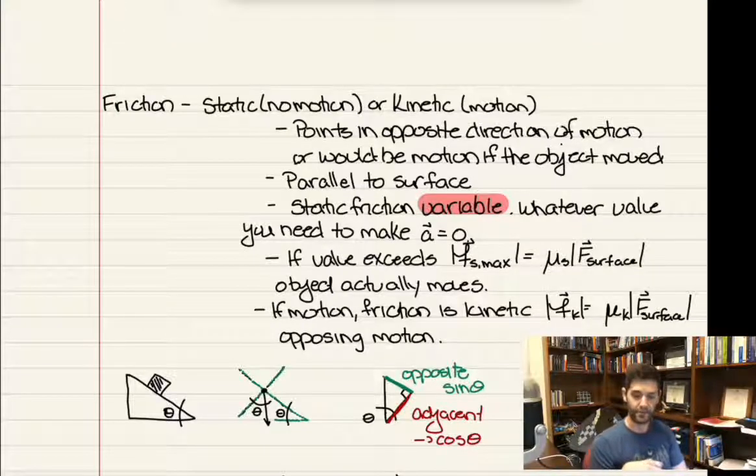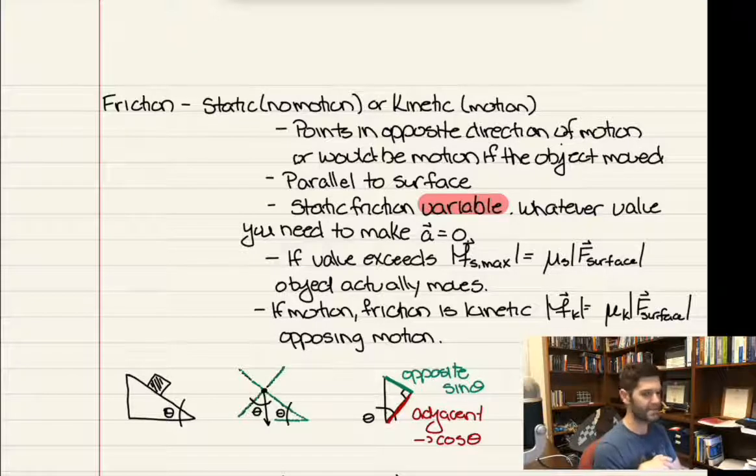The static friction force is another one of these variable forces. Static friction implies that nothing is moving, so it takes on whatever value you need so that the acceleration is 0. So it can be 0 up to some arbitrary number of different values, but there's a maximum value that is allowed.